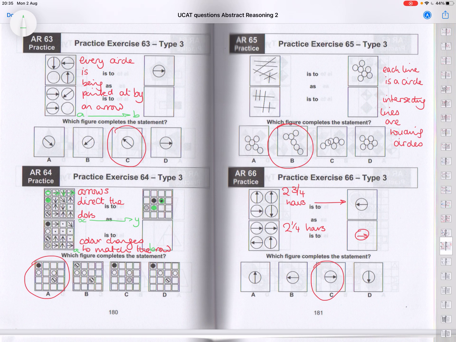A. Practice exercise 65, we've got intersecting lines being represented by circles. The first thing to note is that each line represents a circle. Circles that are touching represent intersections on the line. So if you look at the top example, you'll see that there are 3 circles touching. If I do a key circle here, that key circle represents this line here, which is intersected 3 times.